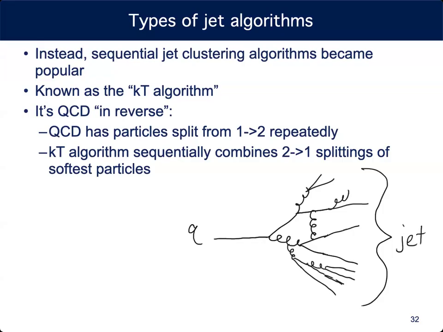That's actually what happens at leading order in QCD. If you just look at this in leading order perturbation theory, that's what QCD is. You have 1 to 2 splittings. Occasionally you have 2 to 2 because you can have gluon, gluon, gluon, gluon, but that is not as likely to happen. So to first order, this is what ends up happening. The KT algorithm will sequentially go backwards. It'll take pairs and try to reconstruct the 1 to 2 splittings by going back from 2 to 1s, merging. So that's why this is kind of QCD in reverse.